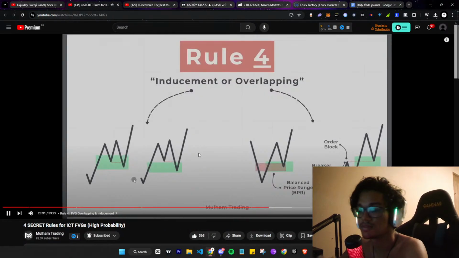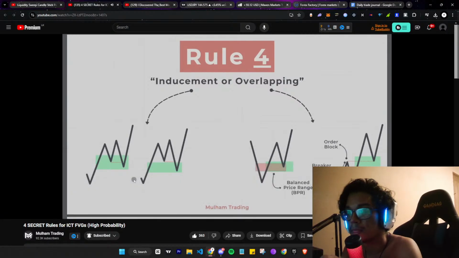A fair value gap that has all of the previous three rules and has the fourth one, either an inducement or overlapping, or sometimes both can be happening at the same time, then that is a high probability one. What is overlapping, on the other hand? So fair value gap is what? It's a PD array. When we have more than one PD array overlapping also with the fair value gap, that becomes a high probability one.